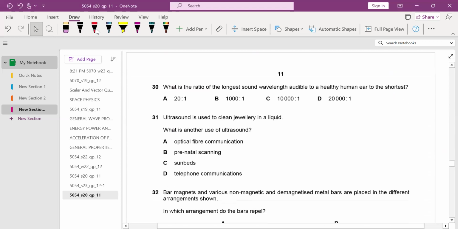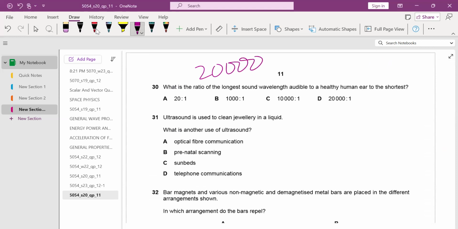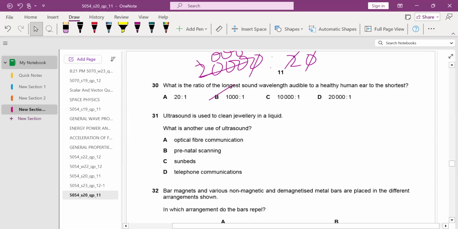Question number 30. What is the ratio of the longest sound wave audible to the human healthy ear to the shortest? Longest to the shortest, which means 20,000 hertz is audible by humans, and the shortest is 20. So to do the ratio, you will cancel them. 0, 0 cancel. 2 ones are 2, 1, 0, 0, 0. Option B is correct for question number 30.